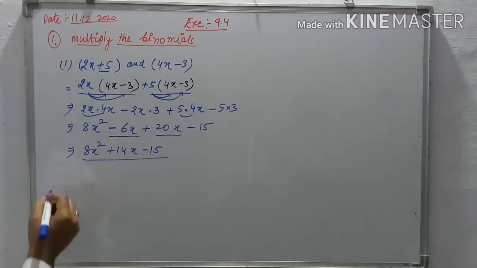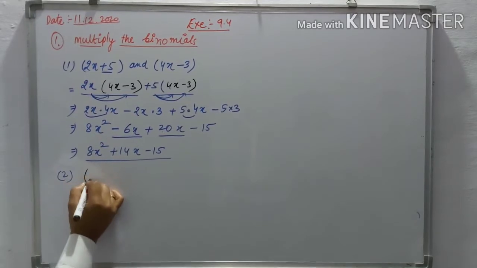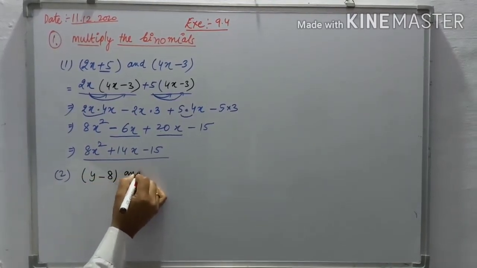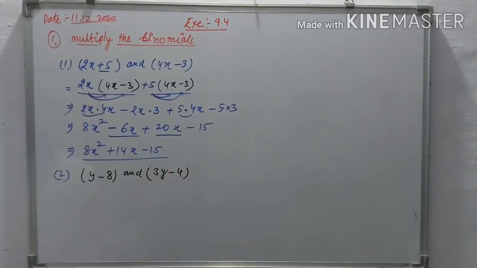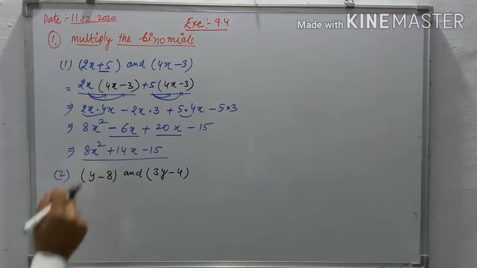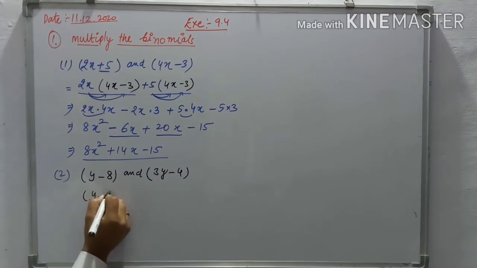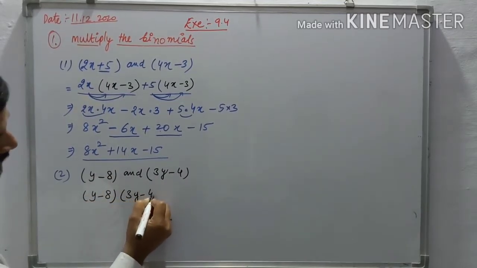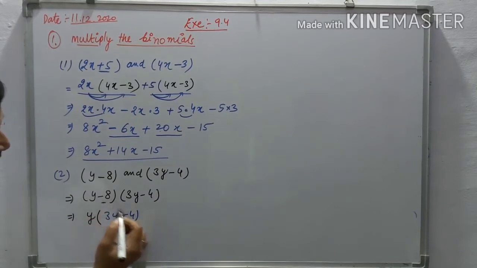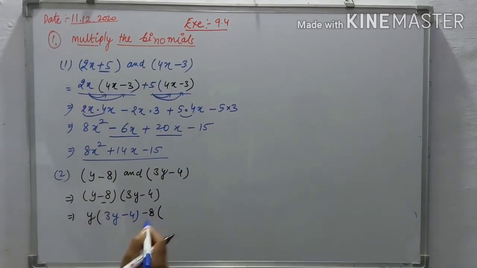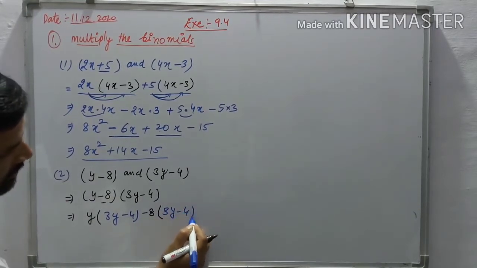One more example. The second question is y minus 8 and 3y minus 4. Here the first is a binomial and the second is a binomial. You write y minus 8 and 3y minus 4. The first term is y, and second is 3y minus 4. Again the second part, minus 8, and again 3y minus 4.